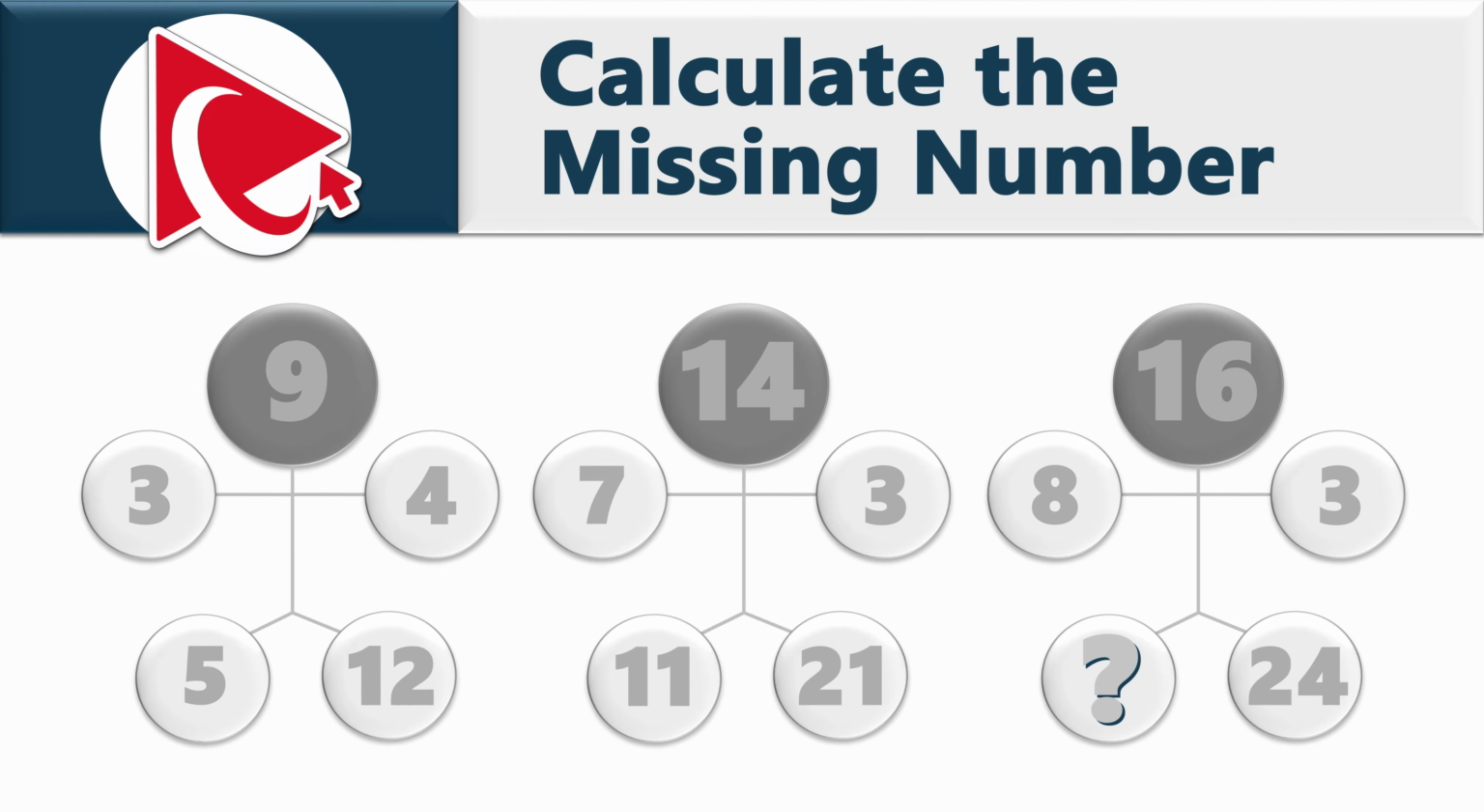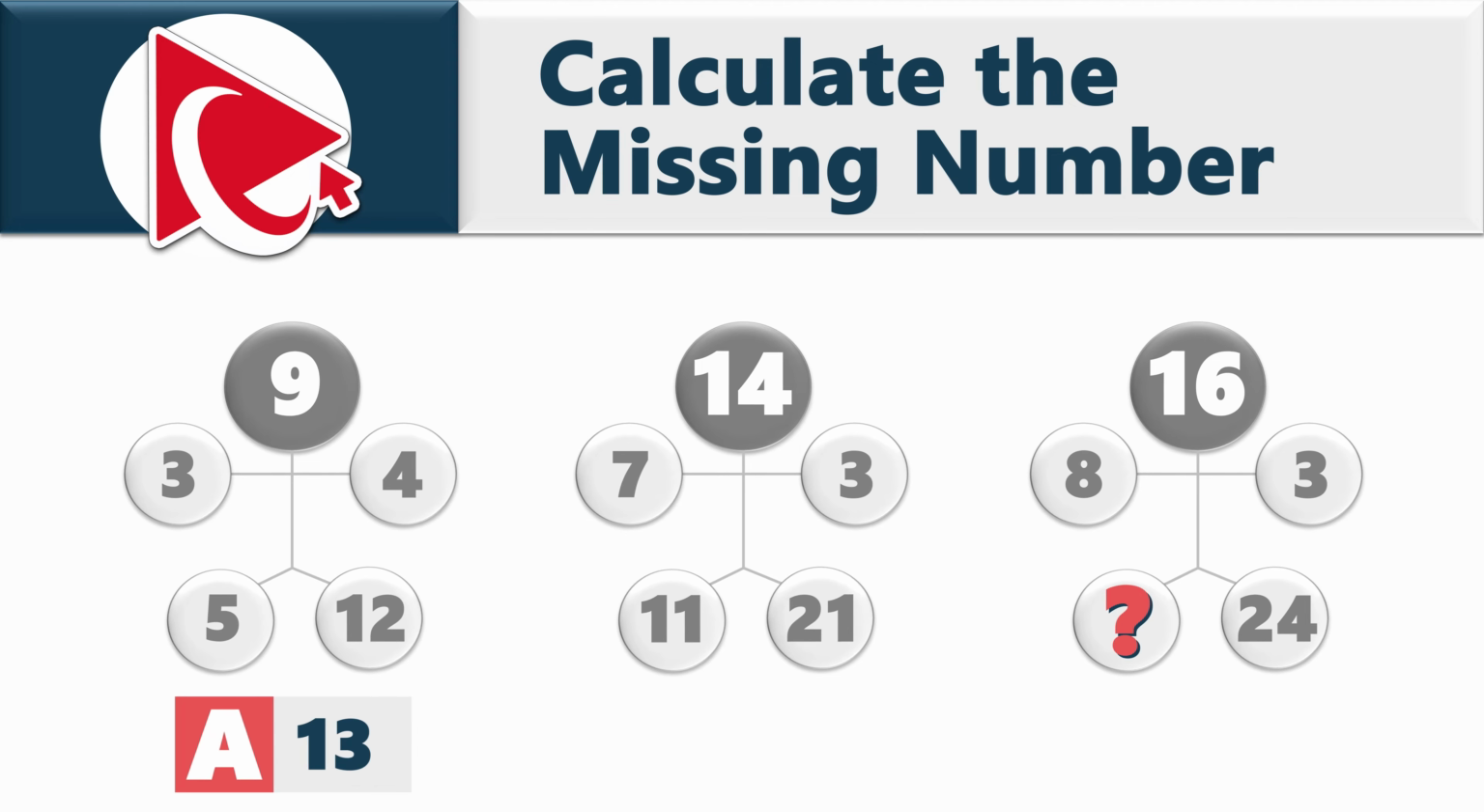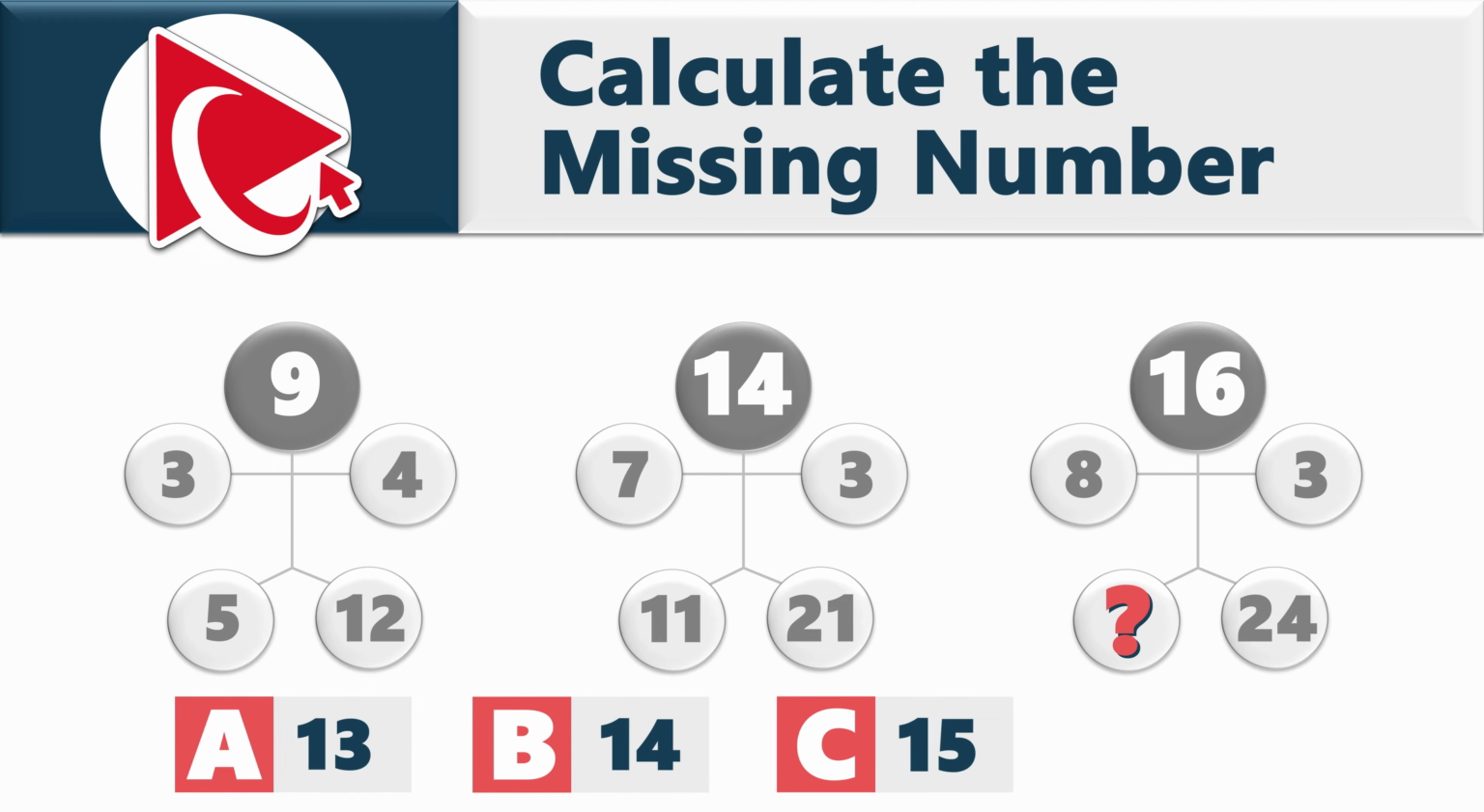The first shape has numbers 9, 3, 4, 5, and 12. The second shape has numbers 14, 7 and 3, 11 and 21. The third shape has numbers 16, 8 and 3, 24, and then comes the missing number, which you need to calculate and select out of 4 possible choices. Choice A, 13. Choice B, 14. Choice C, 15. And last but not least, choice D, 16.